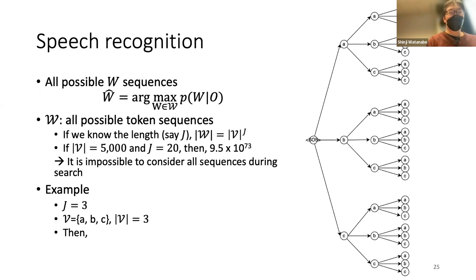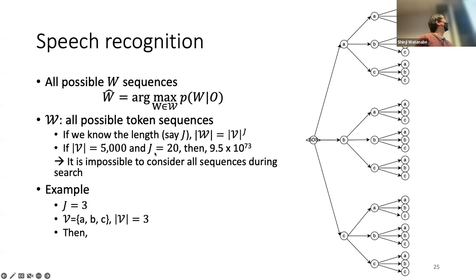We mostly focus on the training and the model architecture, and we didn't have so much discussion about the search. Search is, of course, another important part: getting from this probability distribution to the most probable word token sequence. That means we can get the speech recognition result from this probability. We mostly focused on how to obtain this during the training phase or as a neural network architecture. But another important part is this part, how to get the argmax.